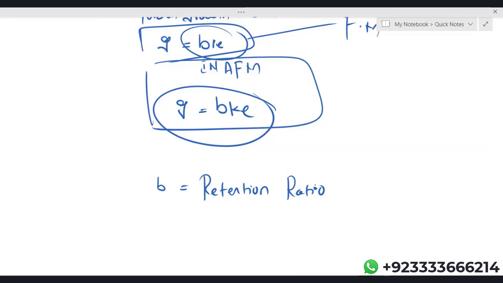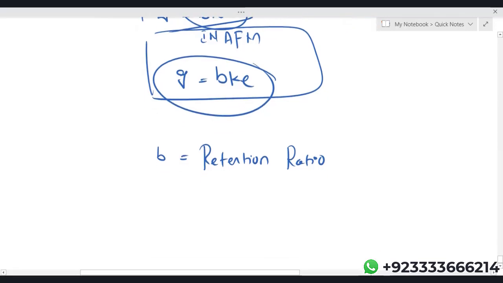Companies, they retain to reinvest. It's not about company, even an individual. I would say majority of the individual, they do retain to reinvest. Now, we said if company is paying 40% dividend, it means they are saving 60%. So look at this. b is equal to 1 minus payout ratio.